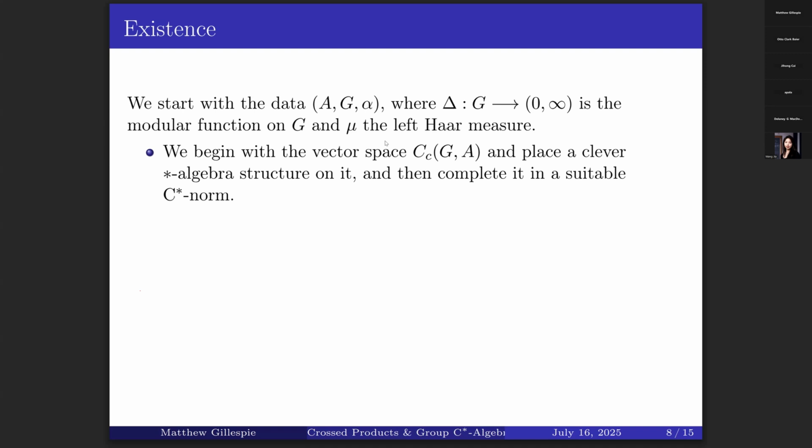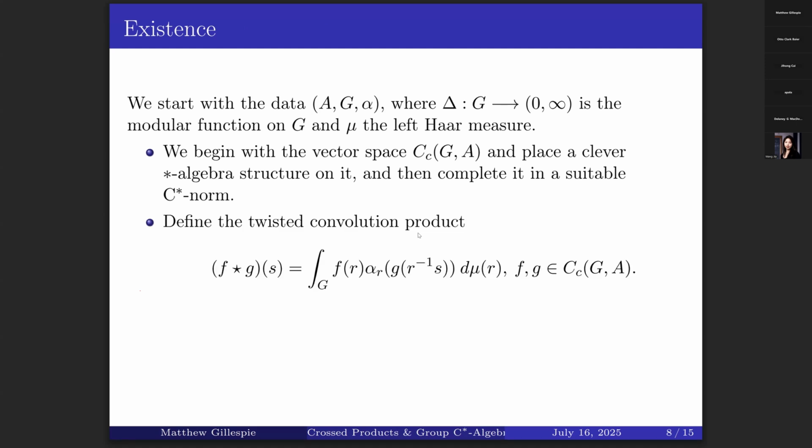So what we're going to do is start with the vector space of continuous compactly supported functions from the group into the C-star algebra A. All we're going to do is place a star algebra structure on this thing, and then a C-star norm on it, and then we're going to complete this new star algebra with respect to that norm, and that'll be our cross product.